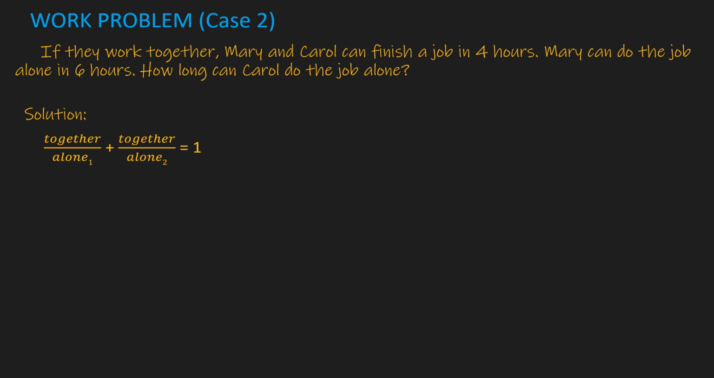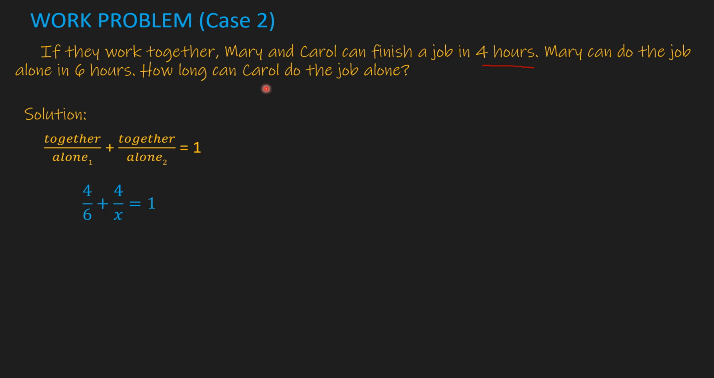Equals 1. So, together over alone of 1 plus together over alone of 2 equals 1. So, always equal to 1. Now, in this problem, the time they need to work together and finish the job is 4. So, we have to substitute the numerators by 4. And for Mary, she can do the job in 6 hours. So, yung isang alone, palitan natin ng 6 hours.